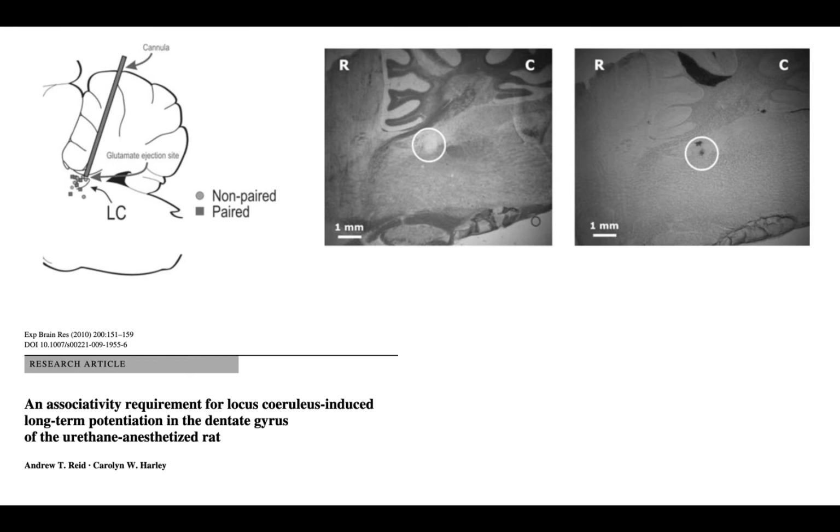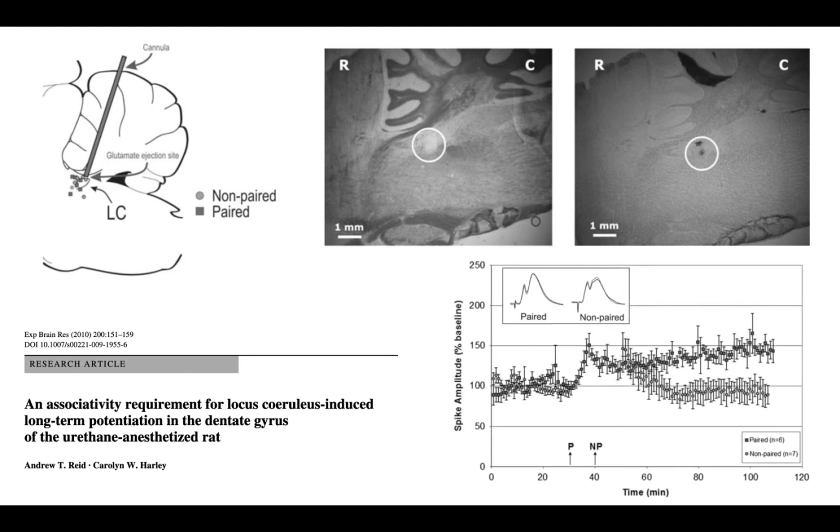So the top two figures here are from a paper I published together with Carolyn in 2010, showing injection sites for the locus coeruleus. So we were basically just trying to activate the region by injecting glutamate in it and seeing how it affected long-term potentiation in the dentate gyrus. In the bottom right, this is our findings.